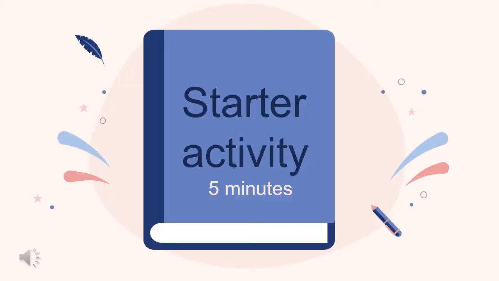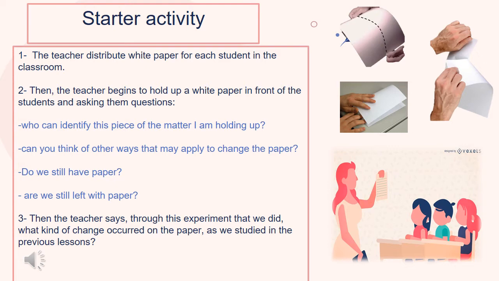At the beginning of the class, we will do the starter activity, and it will take 5 minutes of the class time. In the starter activity, the teacher will do a white paper experiment. First, the teacher will distribute white paper to each student in the classroom. Then the teacher holds up a white paper in front of the students and asks the following questions: who can identify this piece of matter I'm holding up?